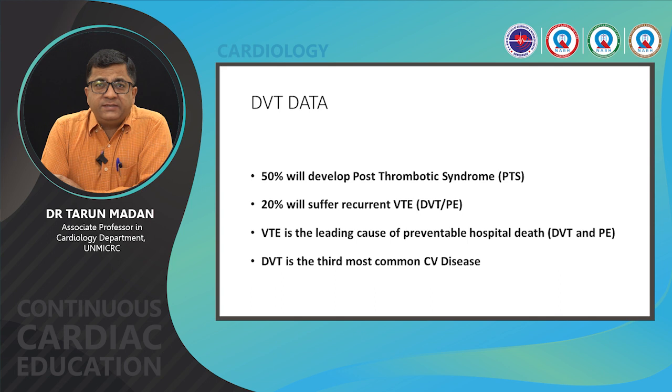So, why is it important to treat the DVT? Because half of the patients will develop post-thrombotic syndrome, which is called PTS, and one-fifth of the patients will suffer recurrent venous thromboembolism, that is deep vein thrombosis or pulmonary embolism. Venous thromboembolism is a leading cause of preventable hospital death. It's the third most common cardiovascular disease in the world.